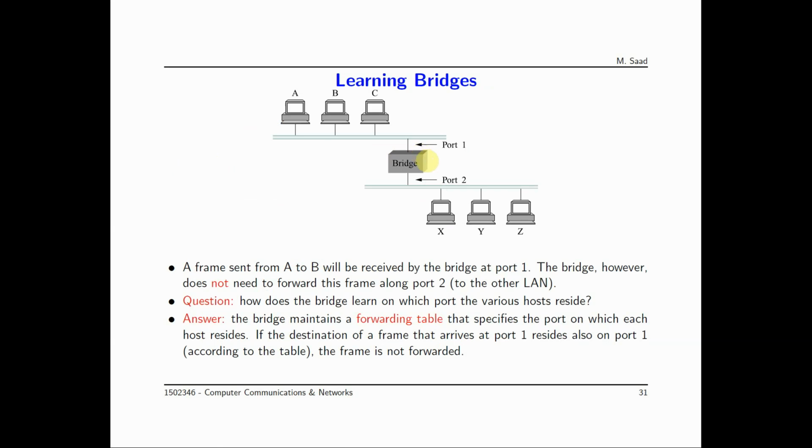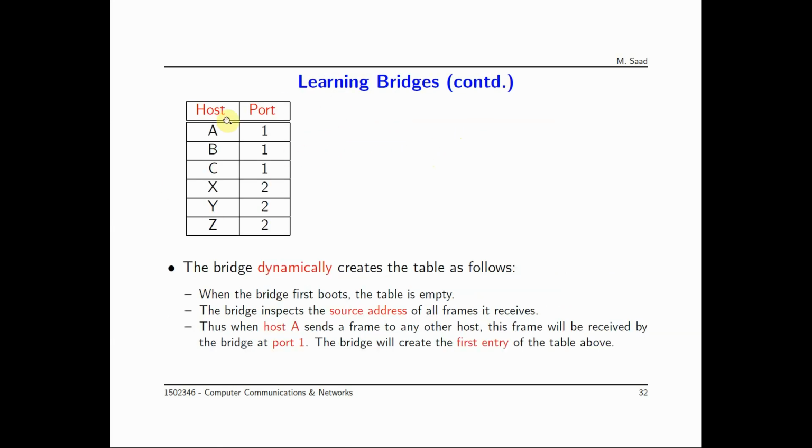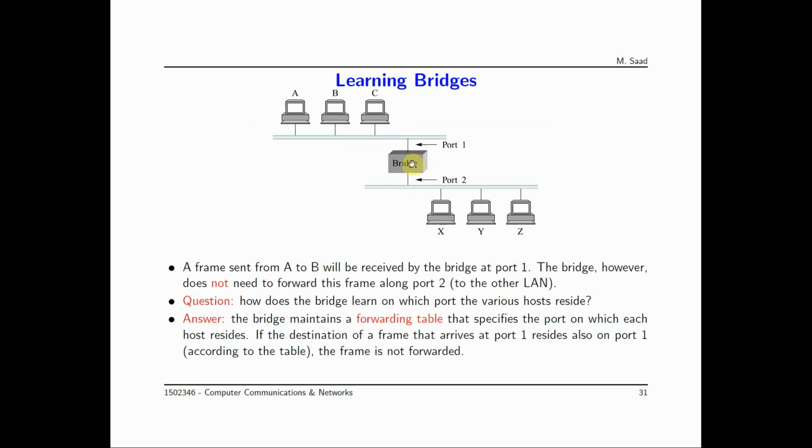So let's go back to the same example. A is sending to B. That frame will be received by B and C because they're connected to the same LAN, and also received by the bridge because it's connected to that LAN from port number 1. The bridge will check the destination address, which is B in this example. Check the table. B is still not in the table because initially the table is empty. So in that case, the bridge will just forward. Is this the end of the story? No, actually, there is still one thing remaining before the bridge forwards.